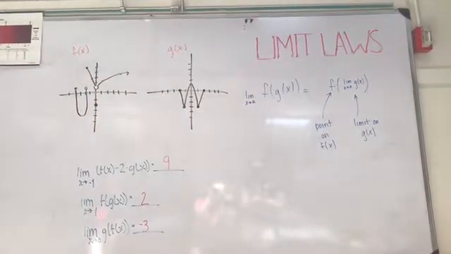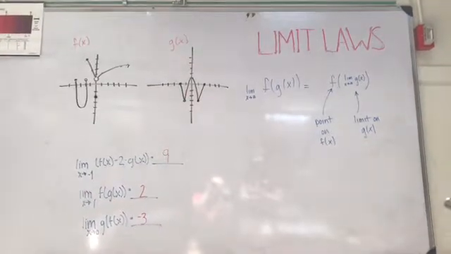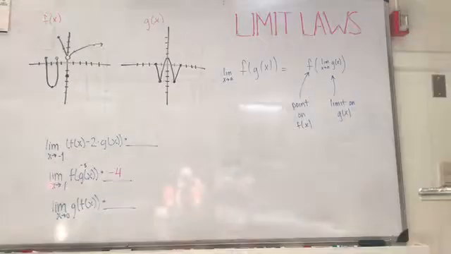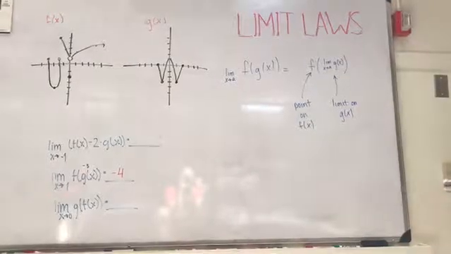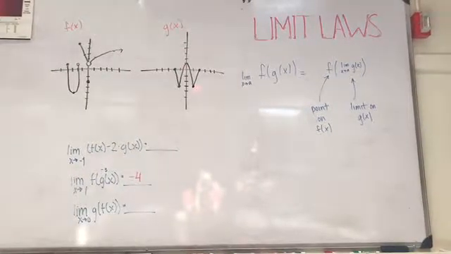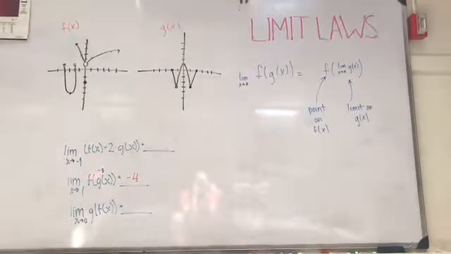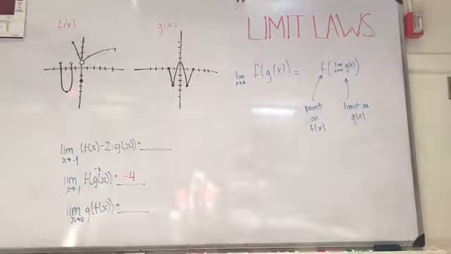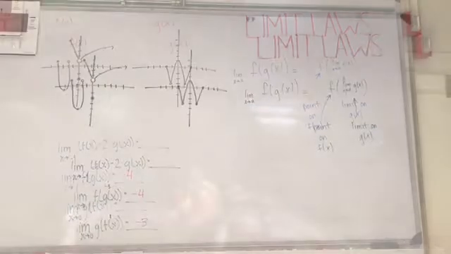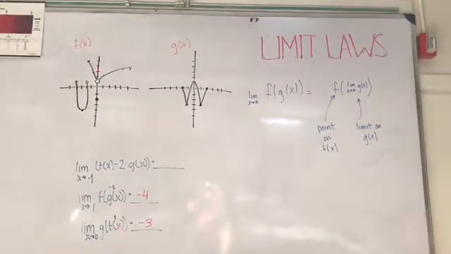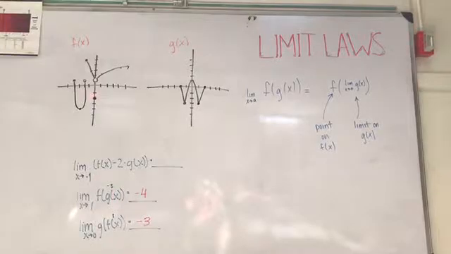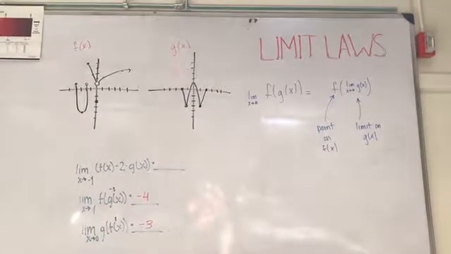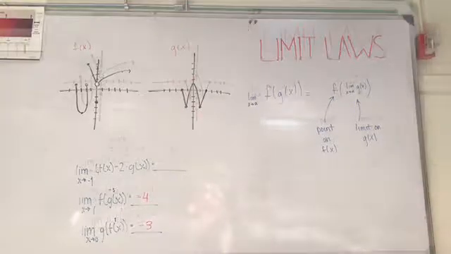As x approaches 1, the limit on the graph of g of x is -3. Oh, wait, but then we need to change. The limit as x approaches 1 on the graph of g of x is -3. So therefore, we use that value to find the point at -3 on the graph of f of x, which is -4. The limit as x approaches 0 on the graph of f of x is 1. And we use that to find the point on the graph of g of x at 1, which is -3.